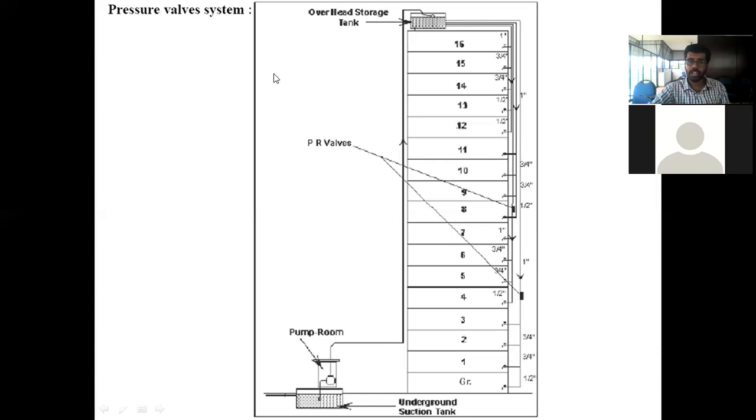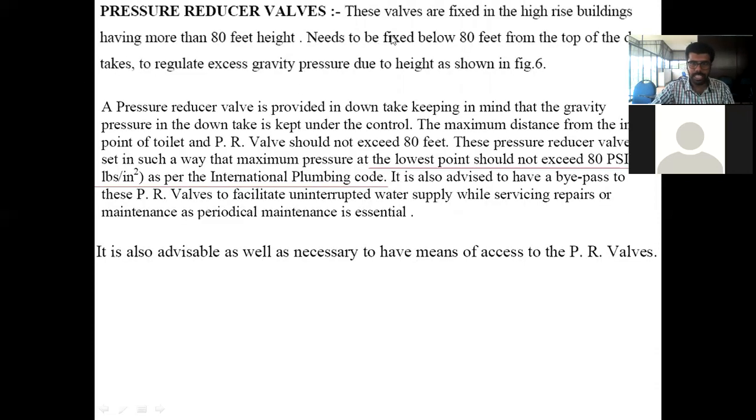So this is called a pressure reducer valve. I will just explain this. Pressure reducer valves are fixed in high-rise buildings having more than 80 feet height. It needs to be fixed below 80 feet from the top of the downtakes to regulate excess gravity pressure due to height. That's what I was explaining. It should be kept below the 80 feet. But if you keep the pressure reducer valve above 80 feet, still 80 feet will be there, then again the pressure will increase, right? So you have to keep the pressure reducing valve in the range between 80 and 0.